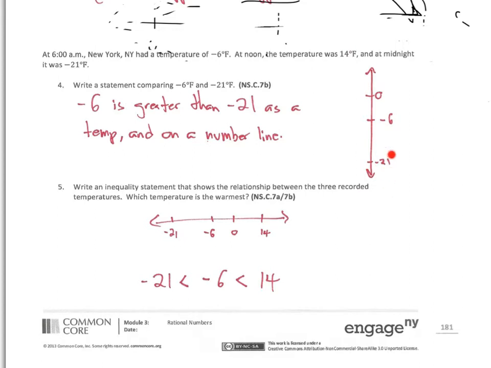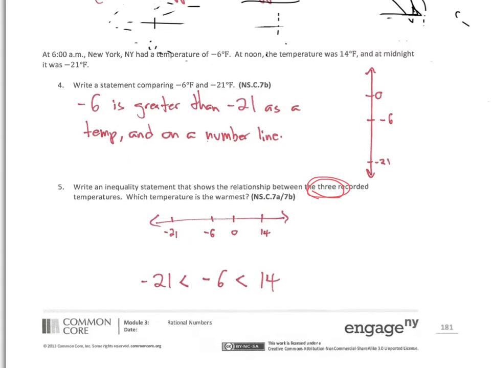So I made a vertical number line because it's more like a thermometer. And I can see that 6 is closer to 0. It's also going up, so it's greater. And then number 5 says, write an inequality statement that shows the relationship between the three recorded temperatures. Which temperature is the warmest?